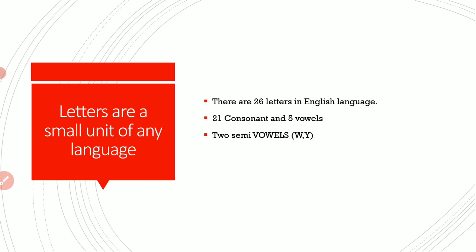So let us talk about the English language. Like English, every language has a small unit, because the root of a language lies in letters. With letters we form words, then words are combined into sentences, then sentences are made into paragraphs. This is how the language spreads. The root level, the grassroots level of the language, is formed with the help of letters. So letters are the smallest unit of any language, you can say.